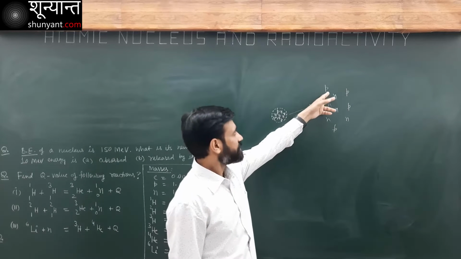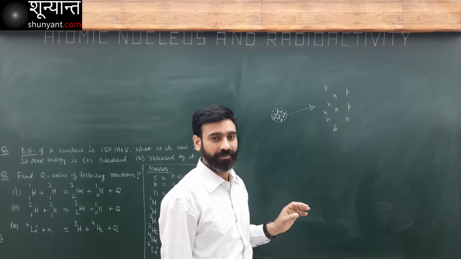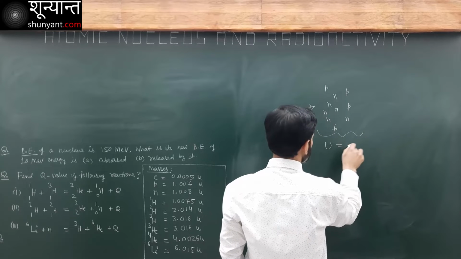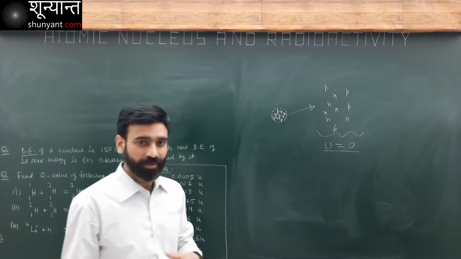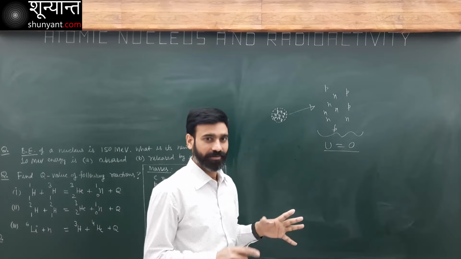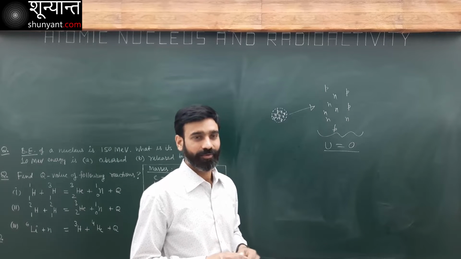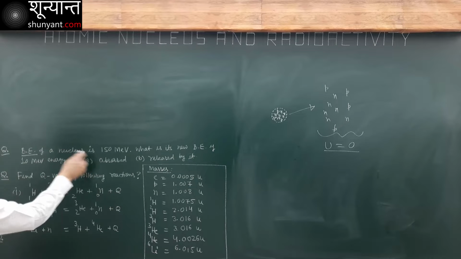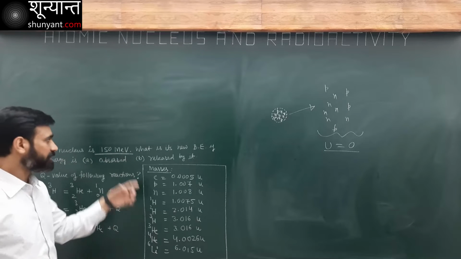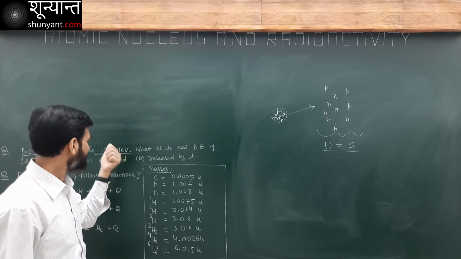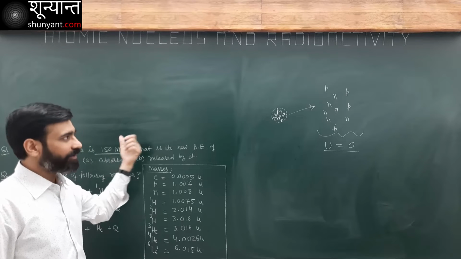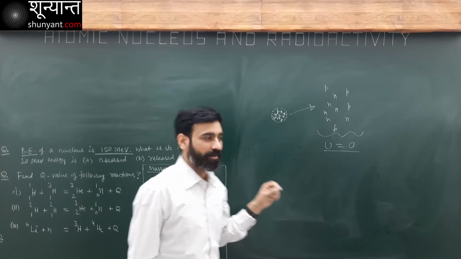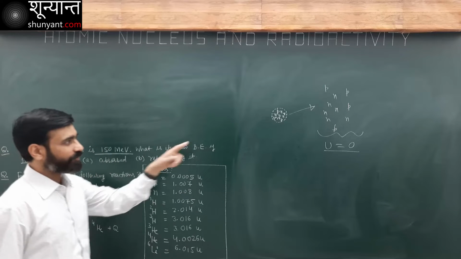Now, when the constituents are far separated, its potential energy is going to be zero. There is no interaction, and when there is no interaction, there is no potential energy. If the binding energy is 150 mega electron volt, that means this much energy is required. If I supply this much energy, then all the particles will be separated, and the energy of the system becomes zero.